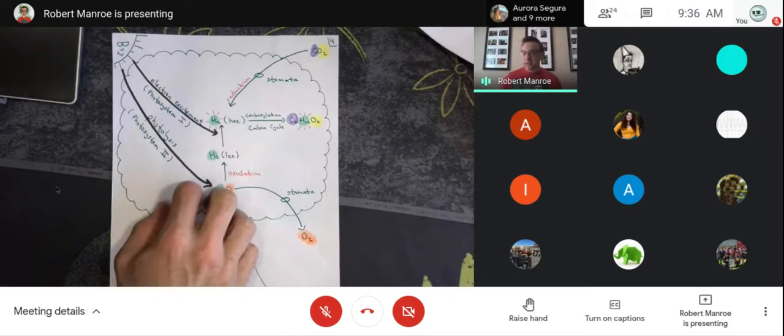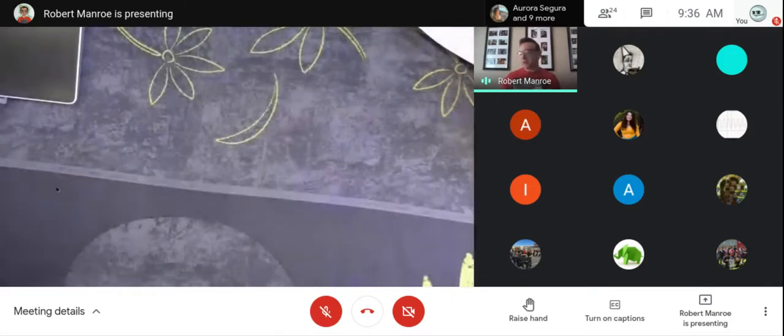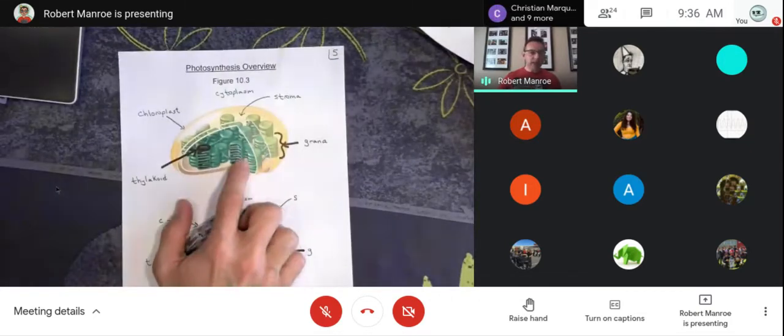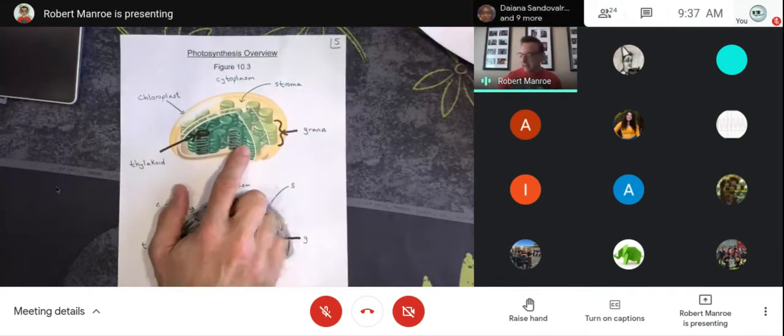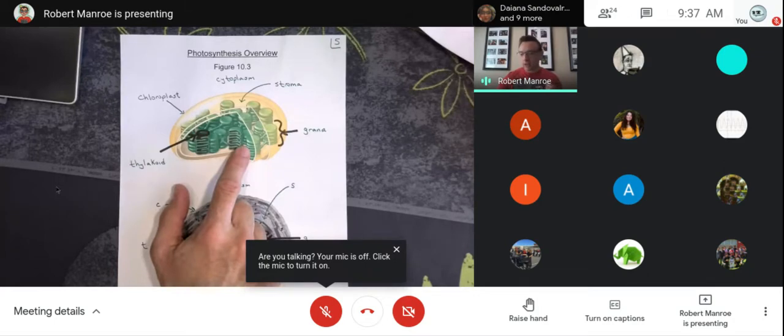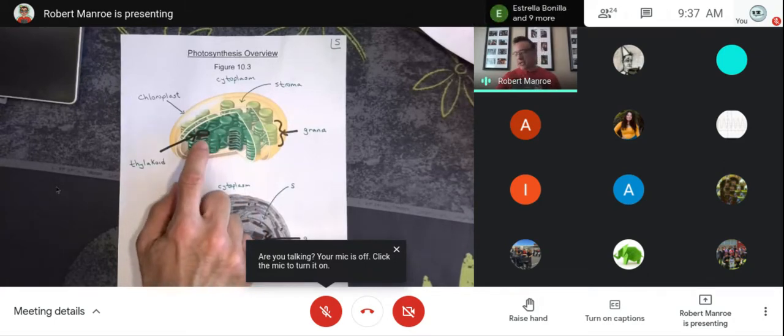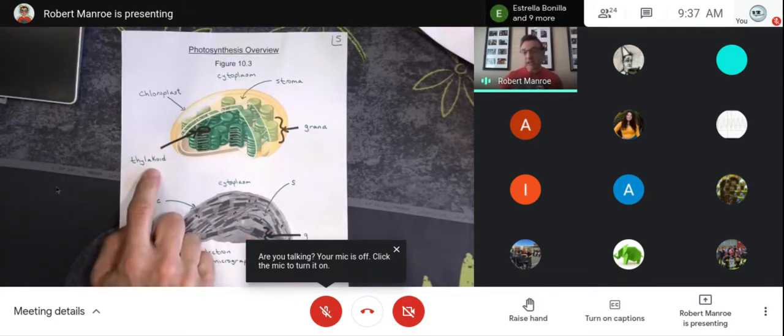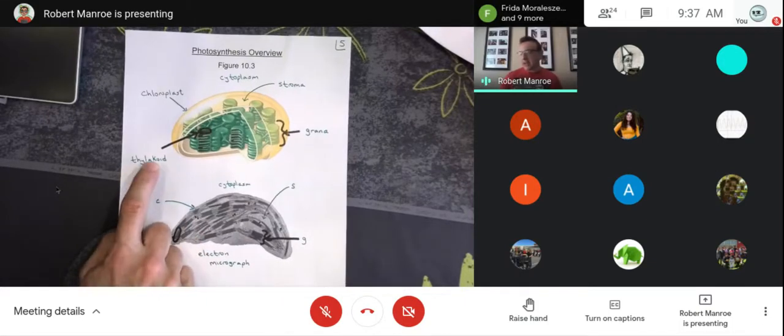Okay, so plants are green. Why are they green? They're green because they have an organelle on the inside called a chloroplast, literally in Latin, green bag. Then inside of the green bag, guess what? There's more green bags. So those individual green bags are called a thylakoid. We're going to talk about the thylakoid today, and that's where photosynthesis actually happens.